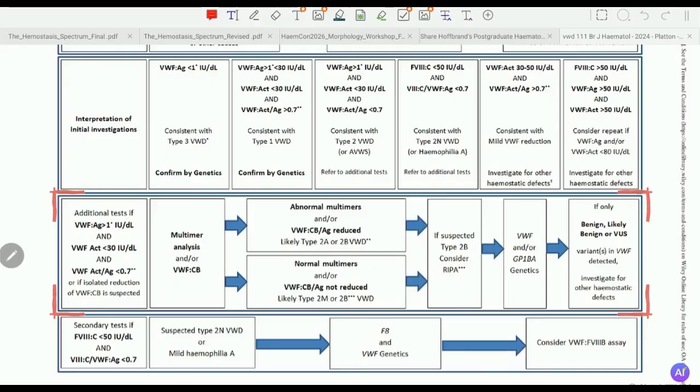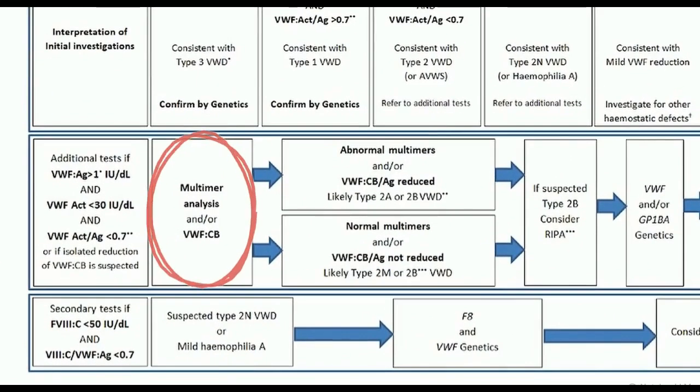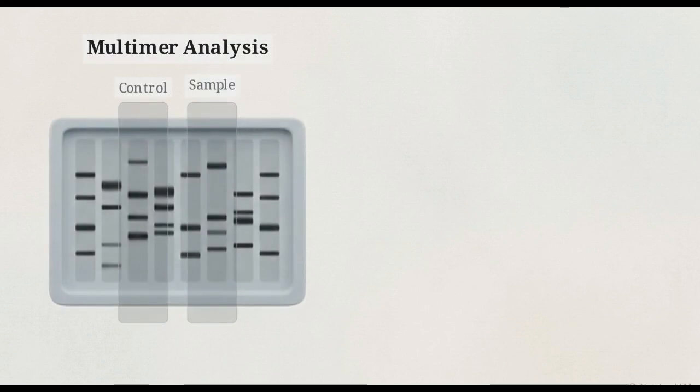This second-tier testing panel outlines how we resolve the exact subvariant of a type 2 diagnosis. The primary fork in the second tier demands we evaluate the physical structure of the protein, categorizing the presentation into abnormal versus normal multimers. The abnormal multimer branch correlates to a physical loss of high molecular weight multimers. Electrophoresis gels of these samples show a distinct absence of the heavy structural bands found in a healthy control.